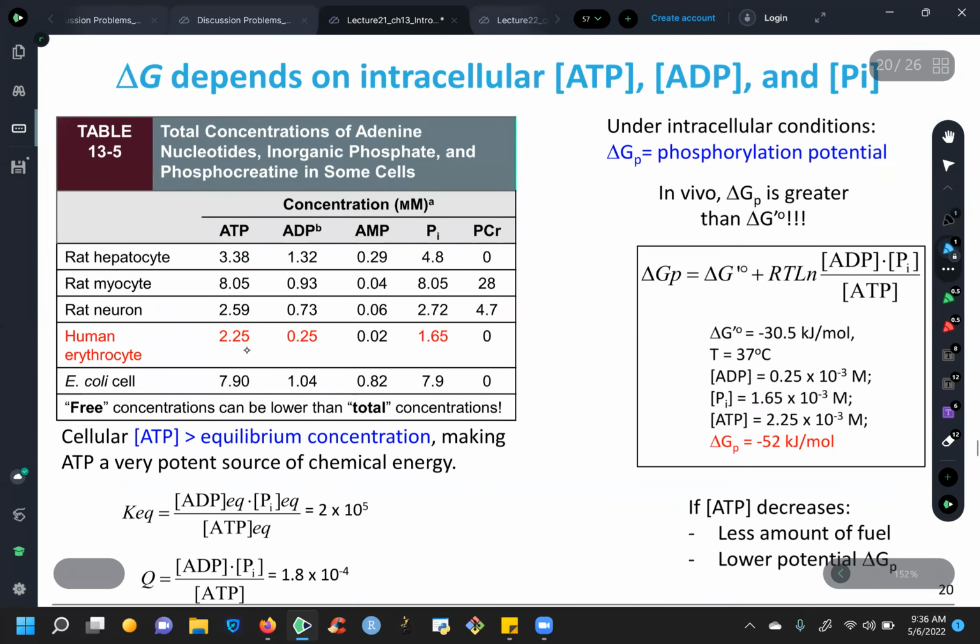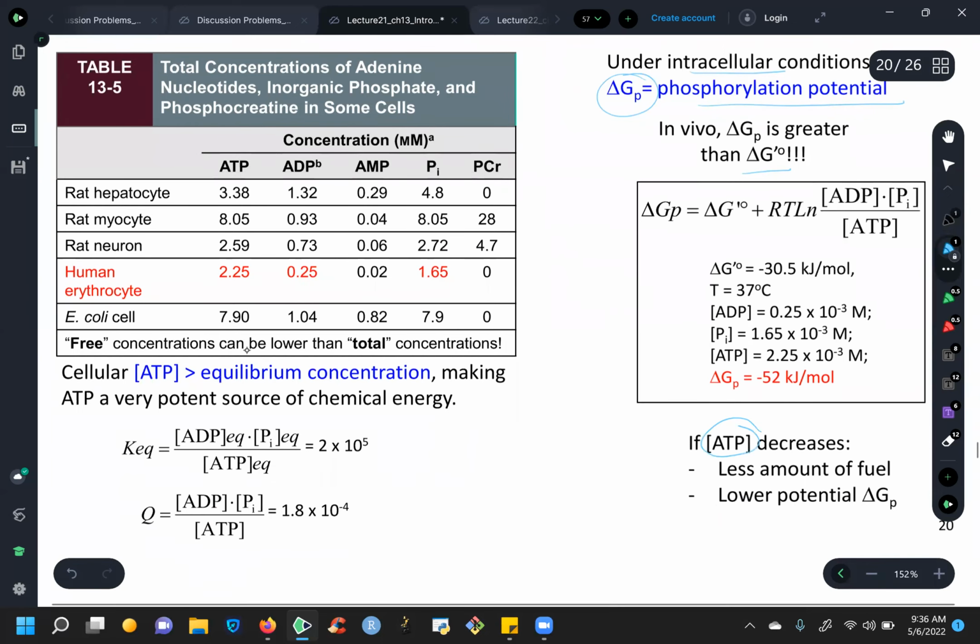Free energy change depends on intracellular ATP, ADP, and phosphate concentrations. Under intracellular conditions, the phosphorylation potential in vivo is greater than the standard. If the concentration of ATP decreases, you have less fuel and a lower phosphorylation potential. The concentration of cellular ATP is greater than the equilibrium concentration, making ATP a very potent source of chemical energy.